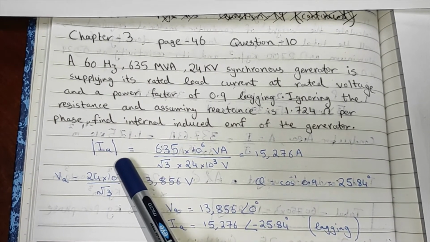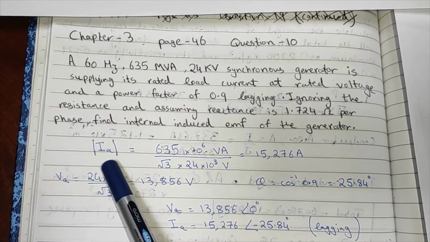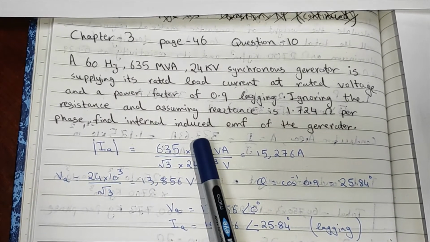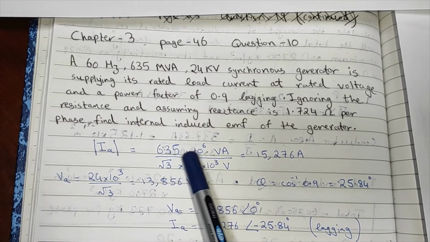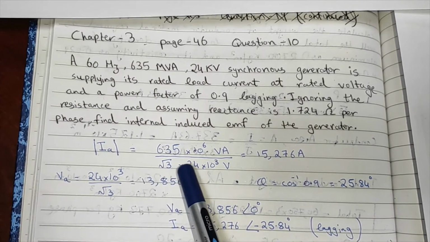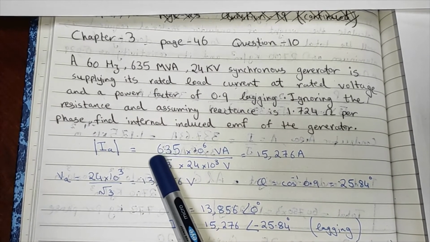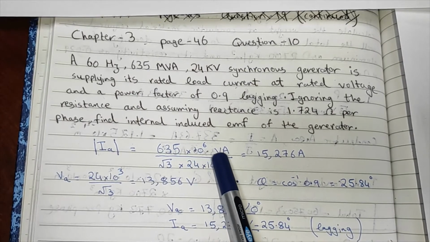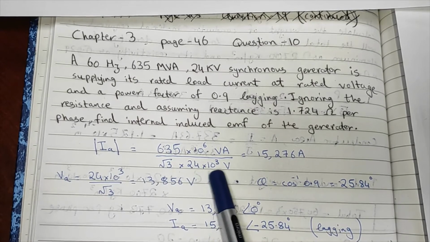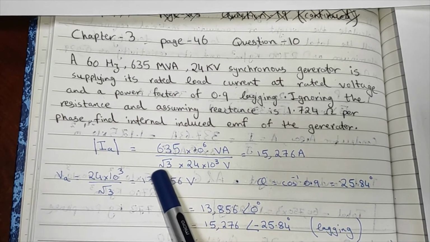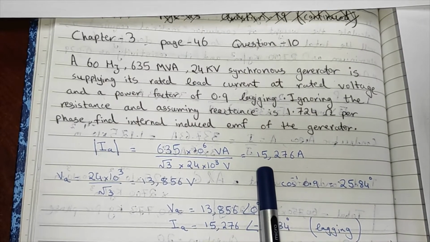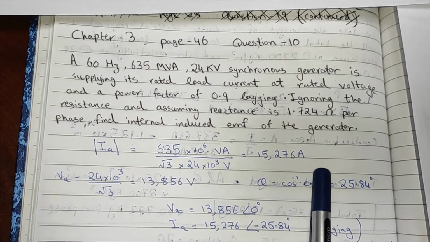For that, what will we find? We will find the magnitude of the phase current first. How do we find it? Just divide the apparent power, which is given to you in the question, by the line voltage and the square root of 3. So it is 635 megavolt ampere from the question, divided by 24 kilovolt, which is also given in the question, and also divided by the square root of 3. You get the answer of current to be 15,276 amperes.